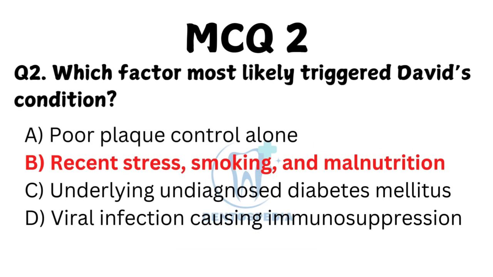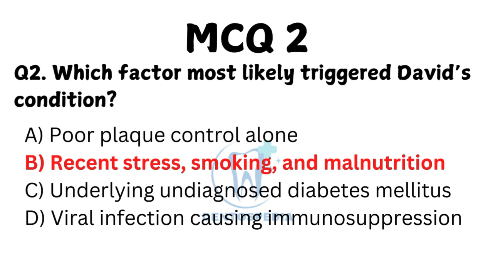The correct answer is B, recent stress, smoking, and malnutrition. Why? Necrotizing ulcerative gingivitis is strongly linked to predisposing factors that suppress host defense. In young adults, exam stress, tobacco use, poor diet, and irregular sleep are classic triggers. These allow fusospirochetal organisms to flourish.